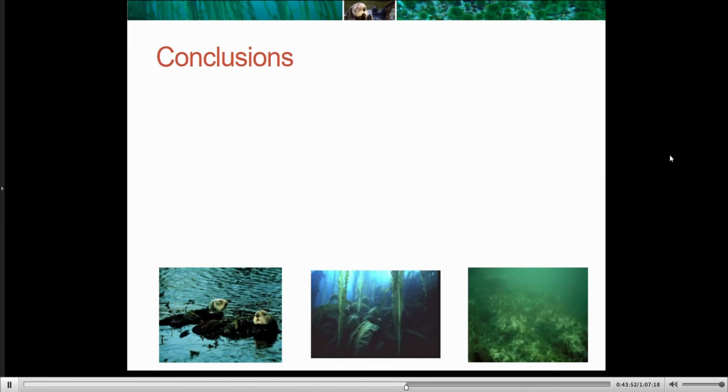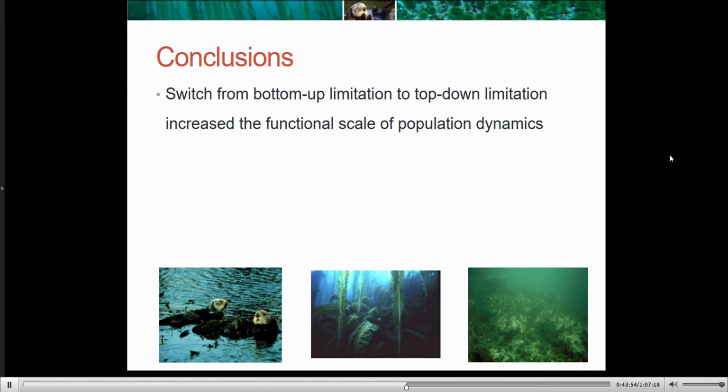So, conclusions. In the Aleutian Islands, what we think happened was just this massive switch from bottom-up limitation for sea otters. What really regulated their abundance was the local abundance of prey, as I've been telling you for these other populations, to a very different scenario where that was no longer at all limiting their abundance. In fact, prey is now super abundant across the Aleutians. Their primary prey are urchins, and they're everywhere.